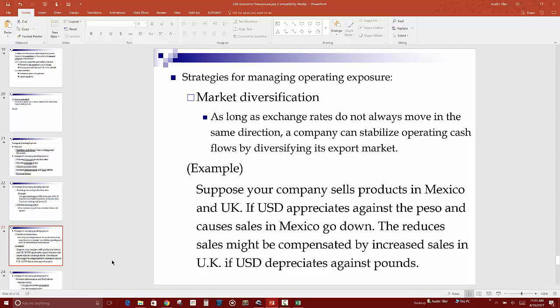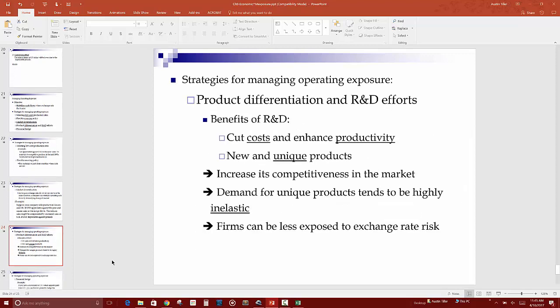Number 3, try to make your product more competitive. If your product is more competitive, then the demand will be less elastic. So you can adjust the price while not hurting much on sales. So do more research and development, try to create unique products, make your product more competitive.